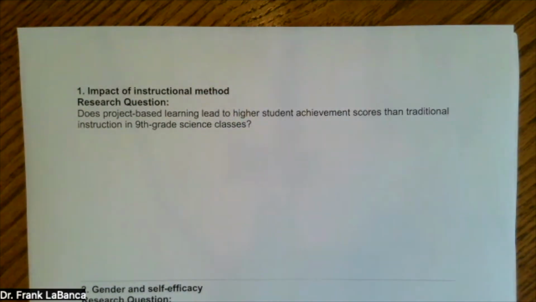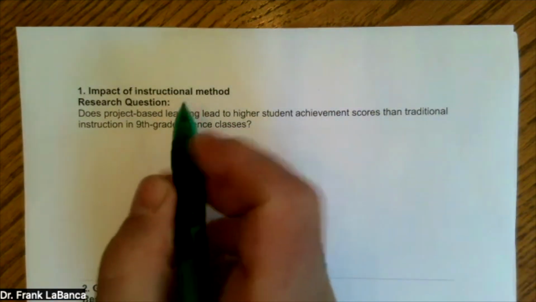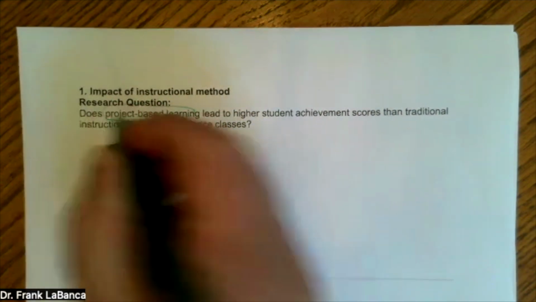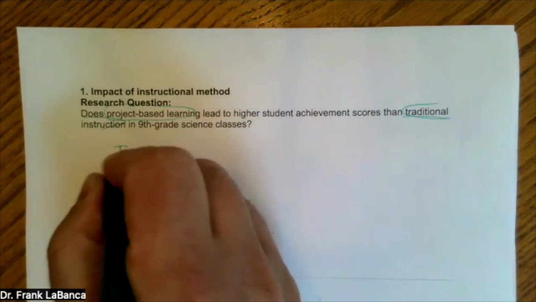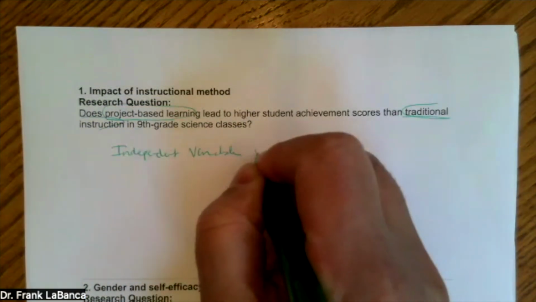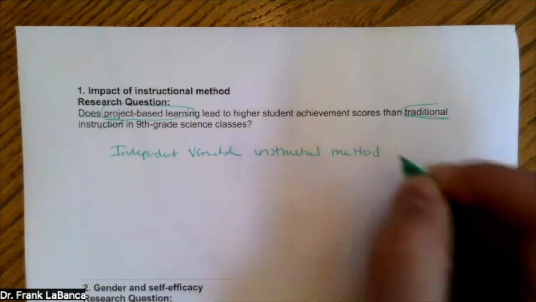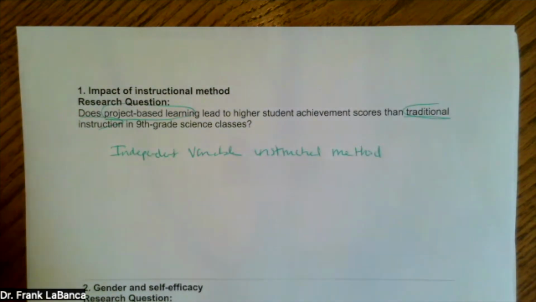Let's dissect a couple of research questions to better understand the independent and the dependent variables. So my first question is impact of instructional method, and the research question is, does project-based learning lead to higher student achievement scores than traditional instruction in ninth grade science classes? So this is a question where we can look and say, well, what is changing? And we have two things that change. We have the independent variable and the dependent variable. So one of the things that changes is the type of instruction, and that's what the title is, instruction method. And the two types of instruction are project-based learning and traditional instruction. So the independent variable is the instructional method. And there are two levels of this variable.